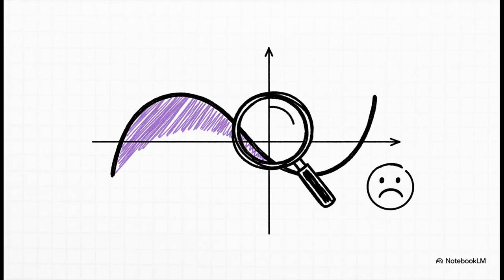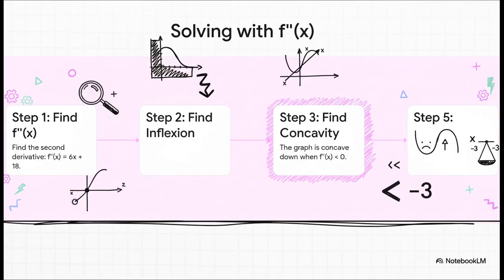All right, let's put this new tool to the test on the function we just found. Our job is to find the exact coordinate where this graph changes its shape and then figure out for which x values it's shaped like a frown. And check out how clean this is. First, we get the second derivative, which turns out to be 6x plus 18. Now to find that point of inflection, we just set that equal to 0. A little bit of simple algebra and boom, x equals -3.